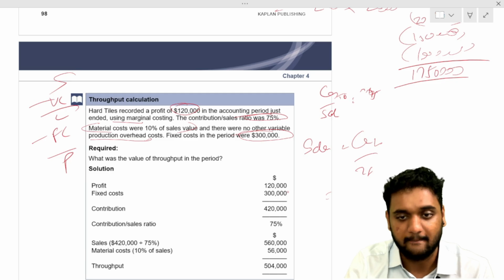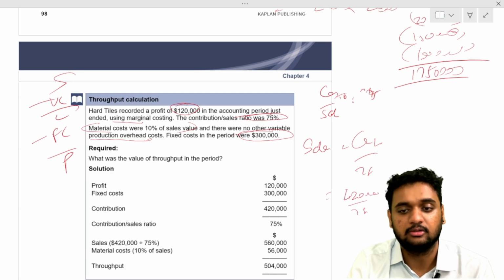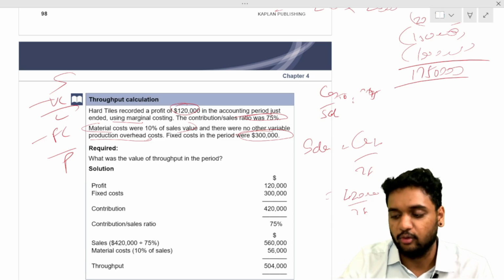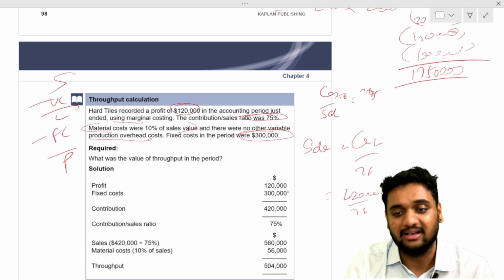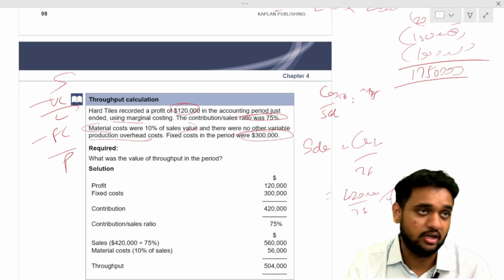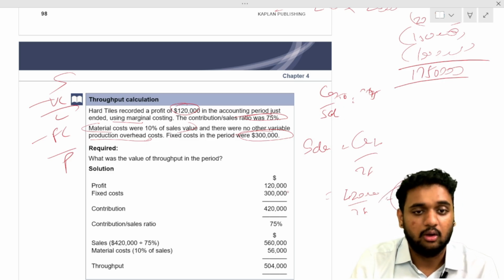What is contribution? 4,20,000 divided by 75%. Use the calculator. 4,20,000 divided by 75% is equal to 5,60,000. 5,60,000 is your sales. Sales we found.